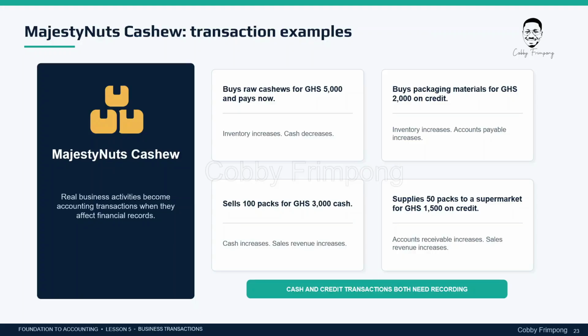If it sells 100 packs for 3,000 Ghana cedis and receives cash immediately, cash increases and sales revenue increases. If it sells 50 packs to a supermarket on credit for 1,500 Ghana cedis, accounts receivable increases and sales revenue increases. Cash and credit transactions both need recording.